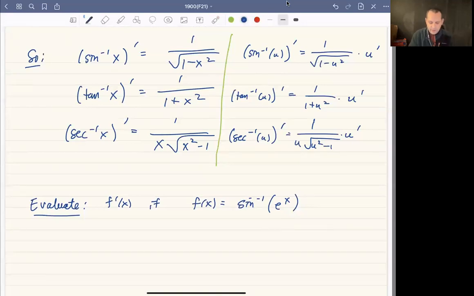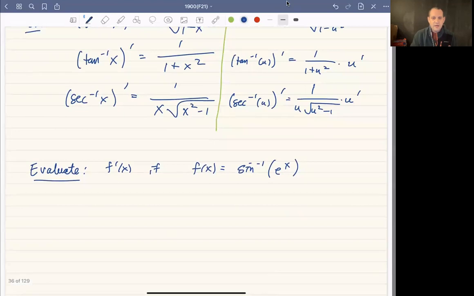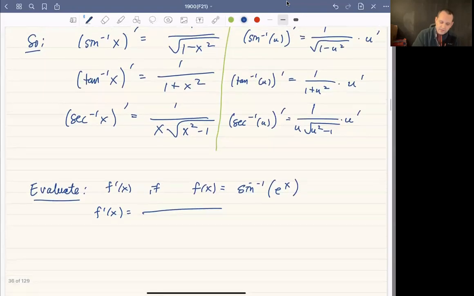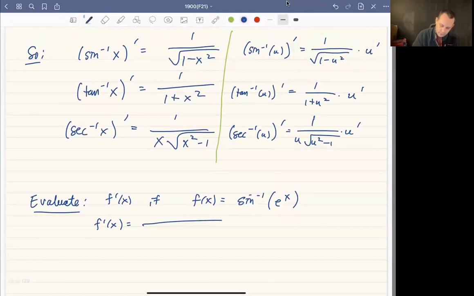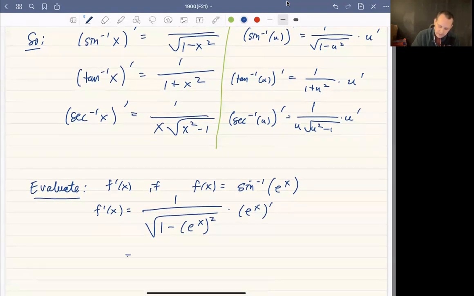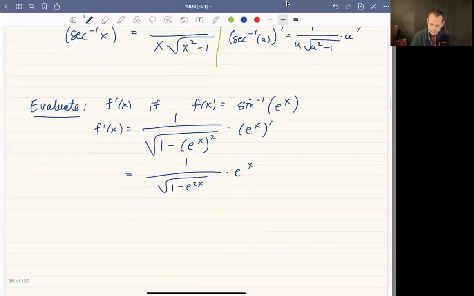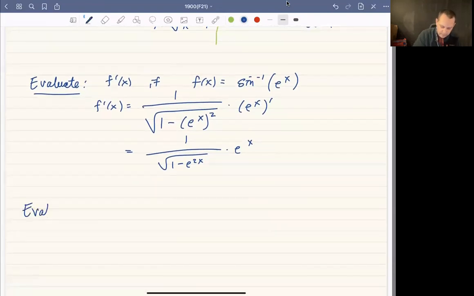Okay, so let's start with evaluating f prime if f of x is inverse sine of e to the x. Our derivative, if we follow the pattern for inverse sine, is 1 over the square root of 1 minus our argument, in this case e to the x, squared, times the derivative of e to the x. If you want to write it all in one step, it's 1 over the square root of 1 minus e to the 2x times e to the x. And if you want, you could even put the e to the x in the numerator. It's fine.